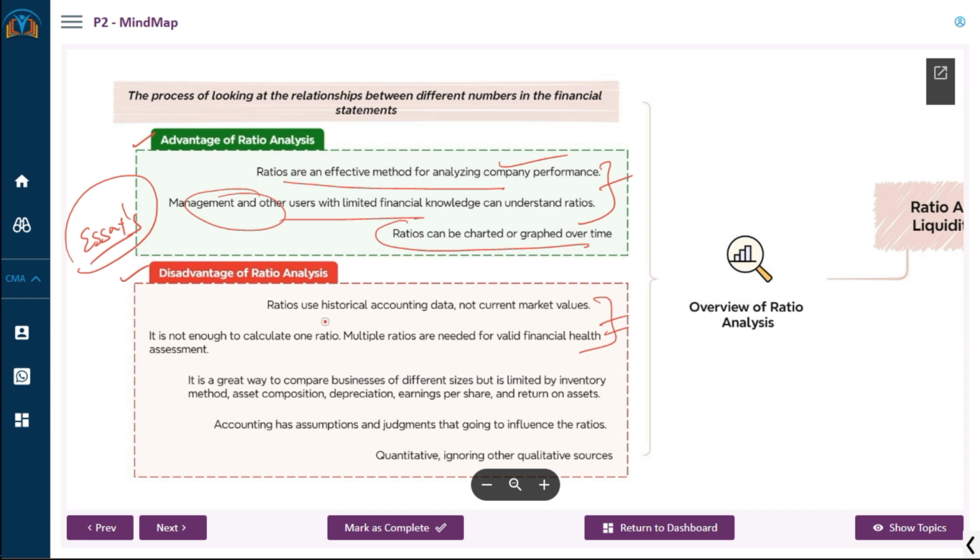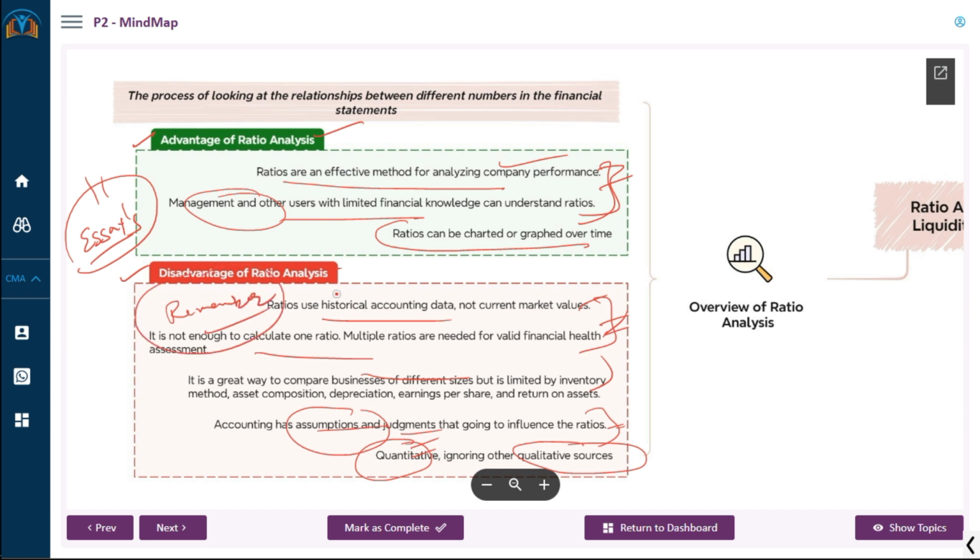For disadvantages, you can remember: historical data. We have to calculate multiple ratios. If the businesses are of different sizes, then it's a big problem. We only look at the numbers, we don't look at the qualitative sources. And in accounting we use assumptions and judgments that are going to influence the ratio. This way you can write your essay, whatever is asked. If it is advantages, you can point out two points, and if it is disadvantages, you can write any two points which you can remember.